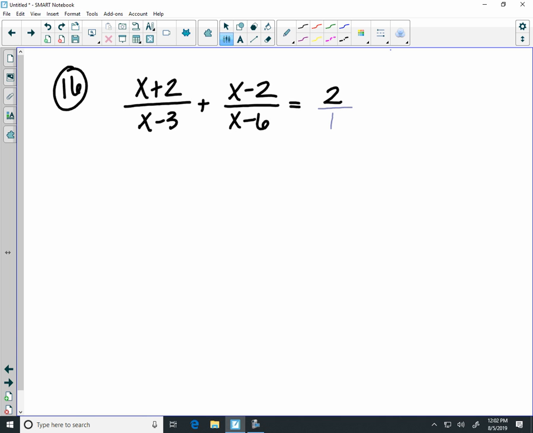So I like to turn all my whole numbers into fractions, even if they don't look like fractions. 2 is a fraction, it's 2 over 1. What we want to multiply every term by is our least common denominator. Now in this situation, our least common denominator is x minus 3 times x minus 6 times 1, but the 1 doesn't really affect it. So what I'm going to do to each one of these is multiply them by basically every denominator we have going on.